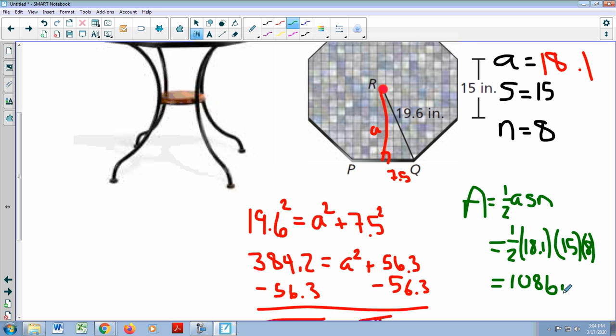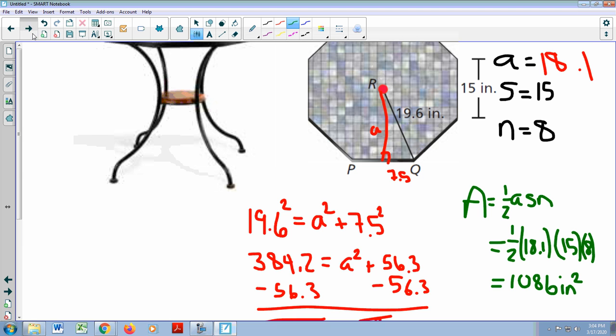1,086 inches squared. Biggest problem on this one, guys, gals, a lot of people will see 19.6, say, hey, that's my apothem. It's not my apothem. That is my radius. It goes from the center to a corner, center to a vertex, and not center to a side.